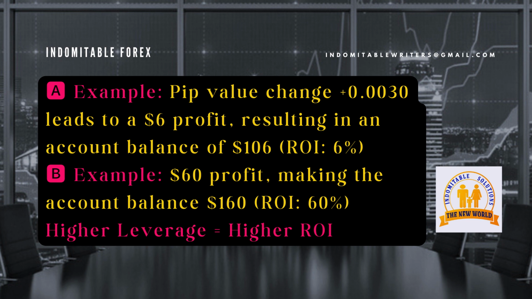On example B, with a $60 profit, it makes the account balance to be $160. That means the return on investment is 60%. I think you've seen the difference. How using leverage A above, that is the ratio of 1 to 20, gives you a profit of $6 with a return on investment of 6%. While using example B, that is a leverage of 1 to 200, it gives you a profit of $60 and the return on investment is 60%.